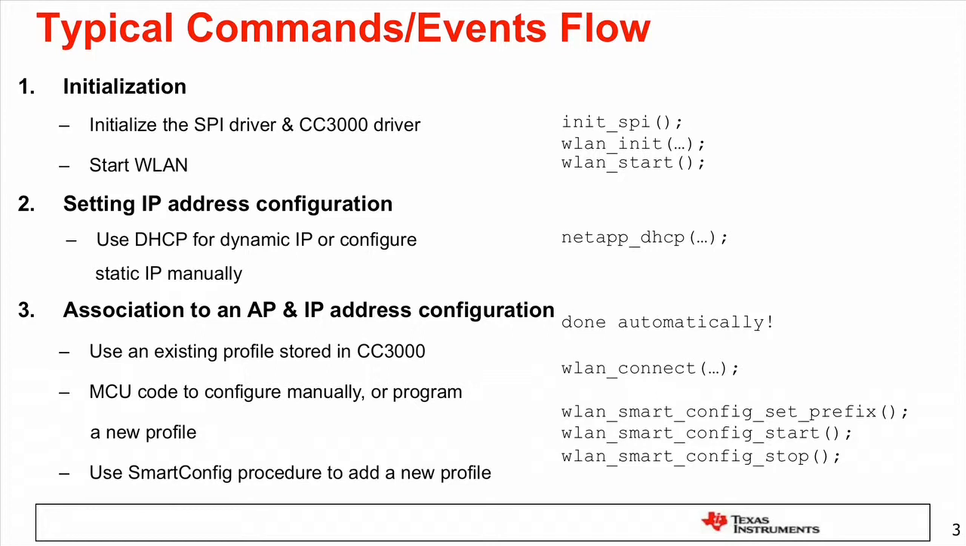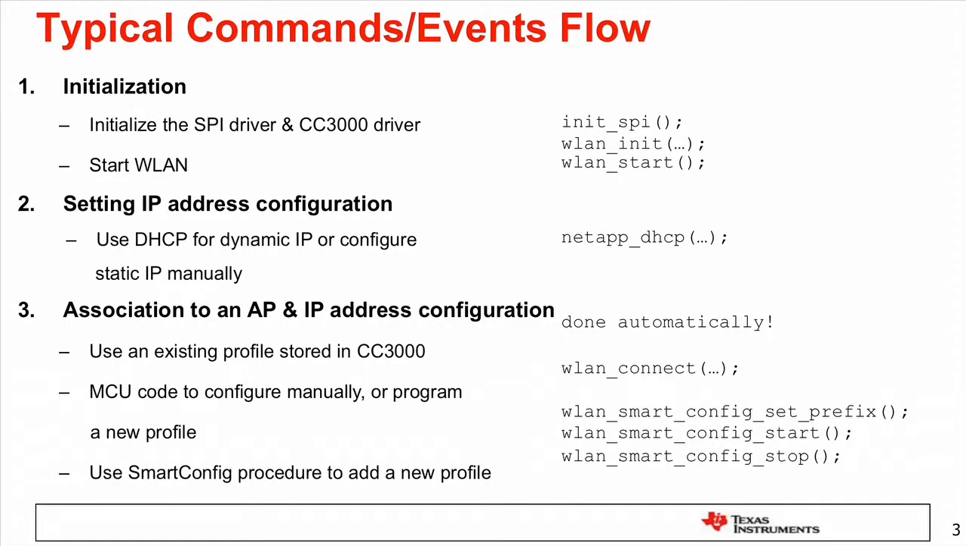And then doing the association. So we talked about smart config, being able to do that. You can either use existing profiles. So if you already have this solution connected in your system, it's going to remember that profile and information and try to connect to it automatically. Or you can do things manually from the MCU to tell it, here's the information that I want to connect to, or using the smart config solution.